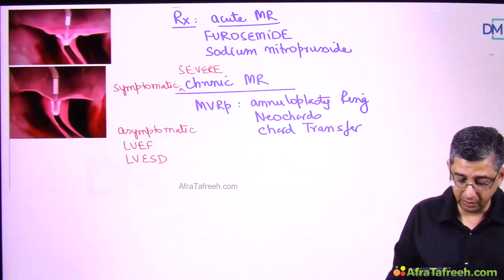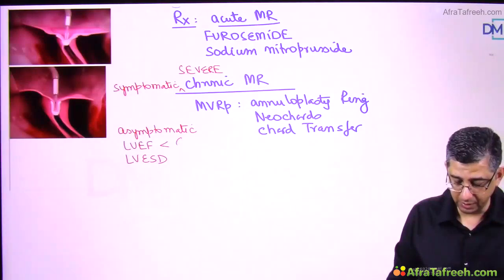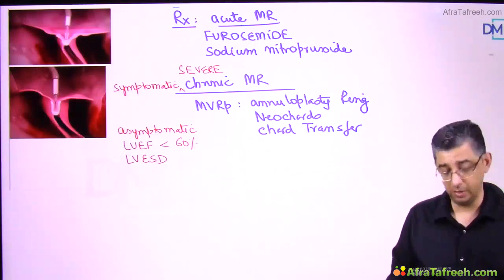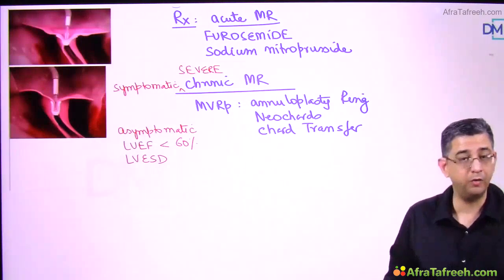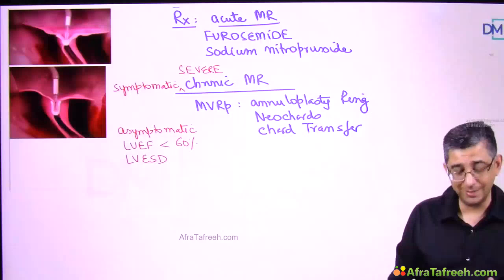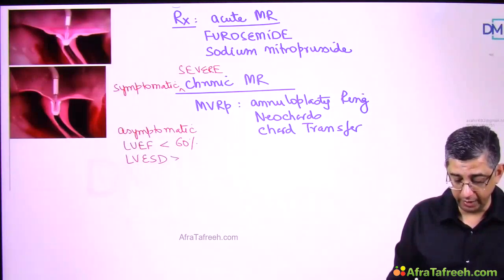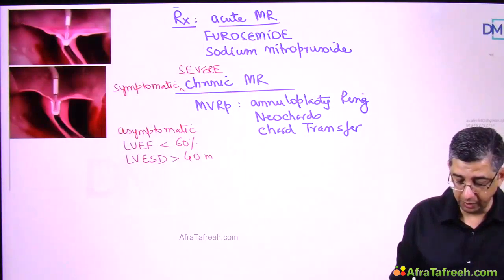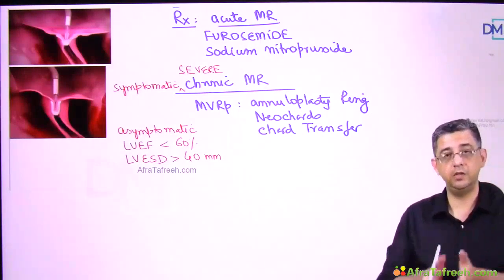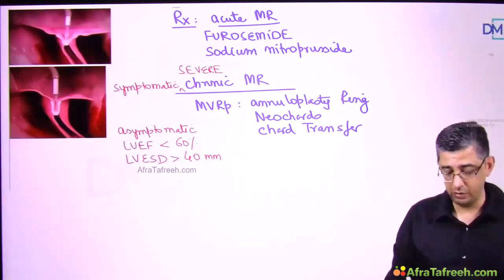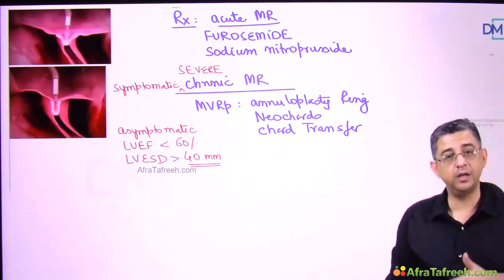In case we find that the ejection fraction of the patient is less than 60%, normally 65%, I'm saying asymptomatic person, so hovering around 50 to 60, so it is less than 60, and the left ventricular end systolic dimension is more than 40 millimeter. That's because the blood of the LV is going to LA and is coming back to LV, so the ventricles are getting dilated, so failure can occur very soon.